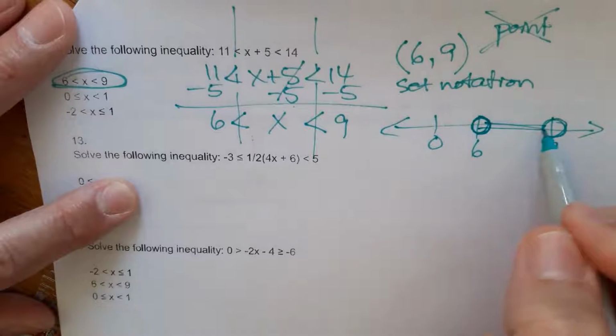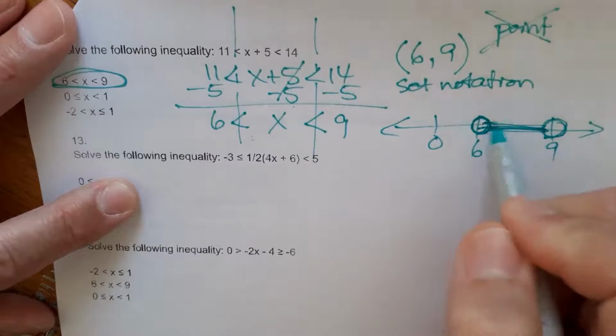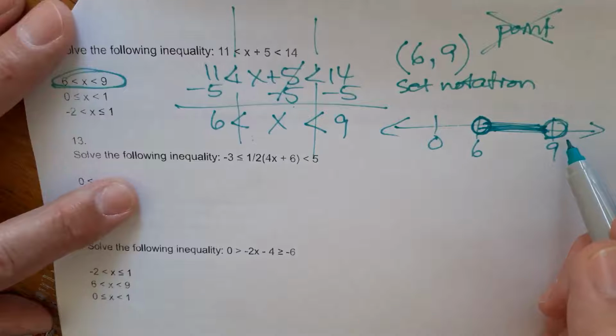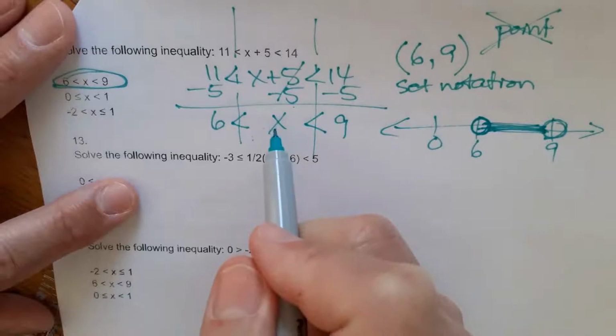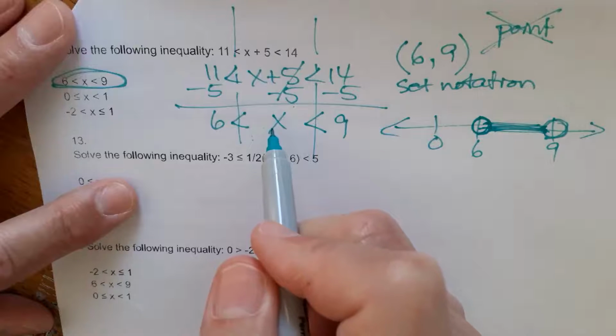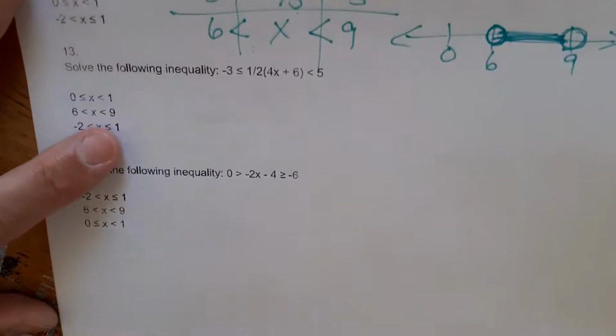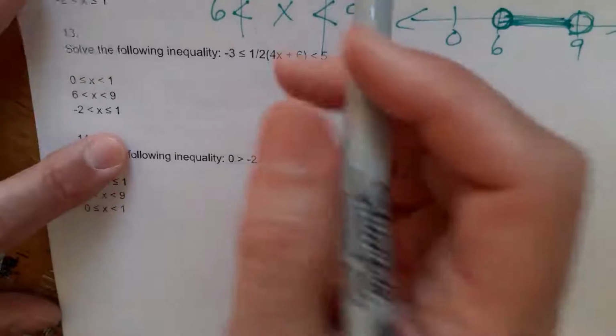And it's every value in between, an infinite number of values in between those, but not including 6 and not including 9. So we have three different ways of representing this compound inequality. Compound because there's more than one inequality sign. All right, let's do another.